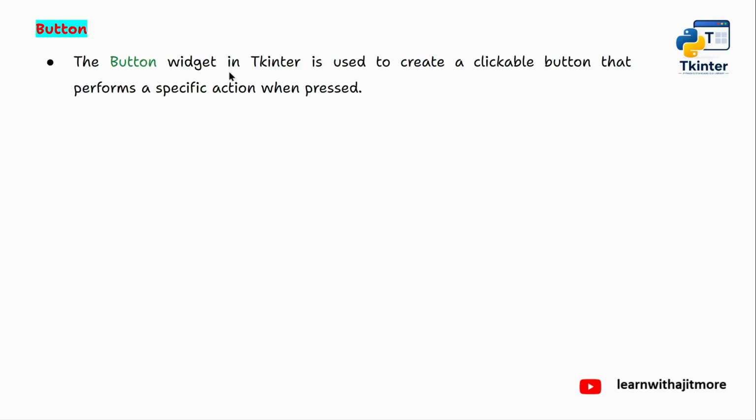So the button widget in Tkinter is to create a clickable button. Clickable, why? Because when you click on it, it gets pressed. And when you release the mouse, it again becomes normal. The moment you release the mouse, the click event has occurred and it will react to that. Okay, so it creates a clickable button that performs a specific action when pressed. So the moment you press the button, the click event occurs and the code you have written for that event will get executed.